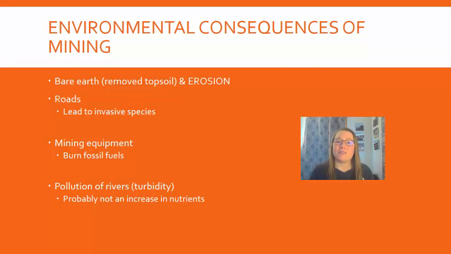Also, a lot of that erosion is going to pollute those rivers, and it's going to mostly carry extra soil into the rivers, which increases the turbidity. Now, turbidity means that there's a lot of solids suspended in the water column, and that sunlight's not able to penetrate through very easily. Now, keep in mind with mining, you're probably not going to see an increase in nutrients. The bigger impact here is that soil coming into the water, and that's going to increase the turbidity.